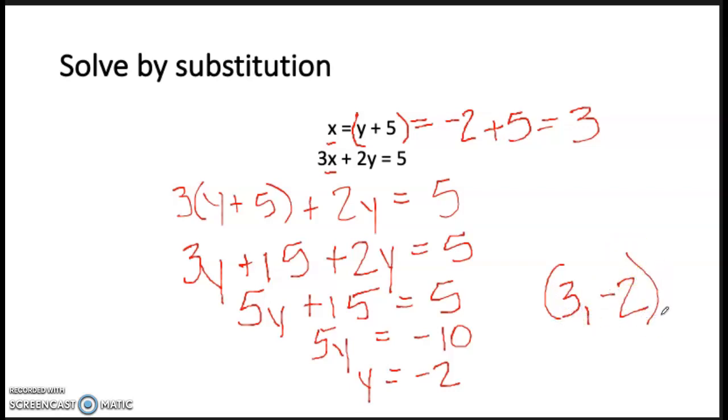Now what this really means is the first equation is the equation of some line, the second equation is the equation of some other line, and the solution that they have in common is the point 3, negative 2, where they intersect. That point is true for both equations.